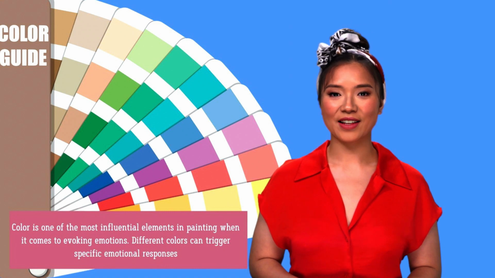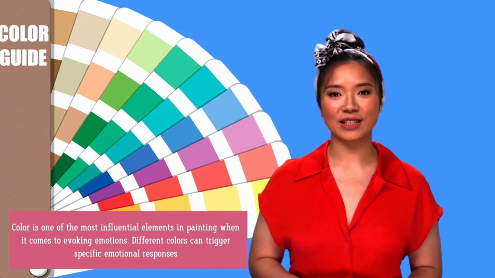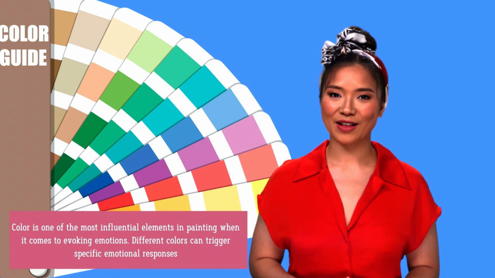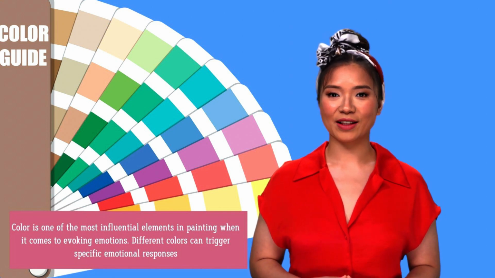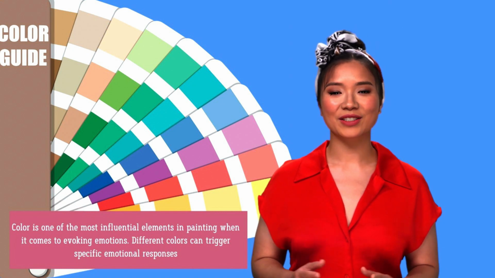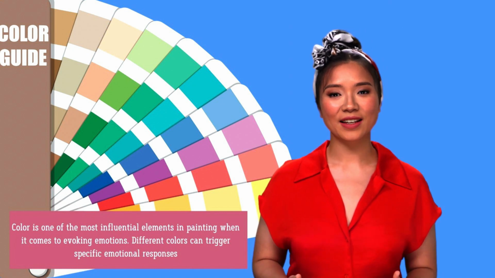Color palette. Color is one of the most influential elements in painting when it comes to evoking emotions. Different colors can trigger specific emotional responses. For example, warm colors like reds, oranges, and yellows often convey warmth, energy, and passion. Cool colors like blues and greens can evoke calmness, tranquility, and sadness. Dark and muted colors may create a sense of melancholy, while bright colors can express joy.